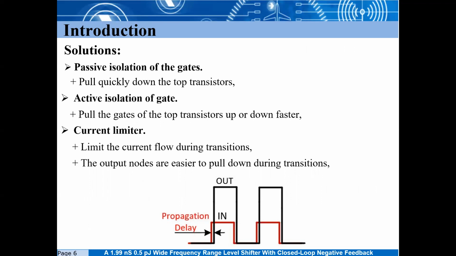One simple improved version with passive isolation of the gates to quickly pull down the top transistor is presented. Active isolation of the gate can achieve a better result as another solution. A current limiter for latch-based topology has been employed to limit the current flow during transitions. Here, the timing diagram of propagation delay is presented.